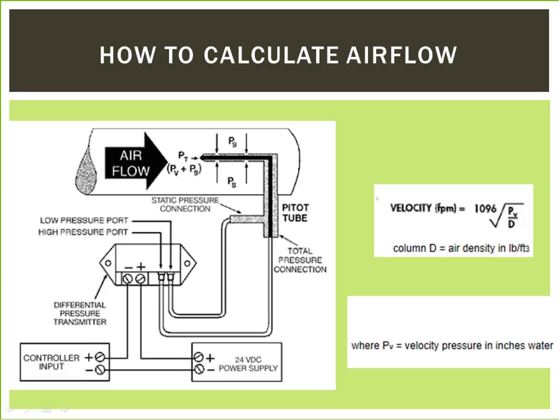Among the flow measuring devices that measure velocity pressure are pitot tubes and averaging tubes. The pitot tube may be used with a differential pressure transmitter to determine airflow at a relatively low cost. However, the BAS controller must be able to calculate the square root of the velocity pressure. Also, the pitot tube measures the velocity at only one point in the duct.